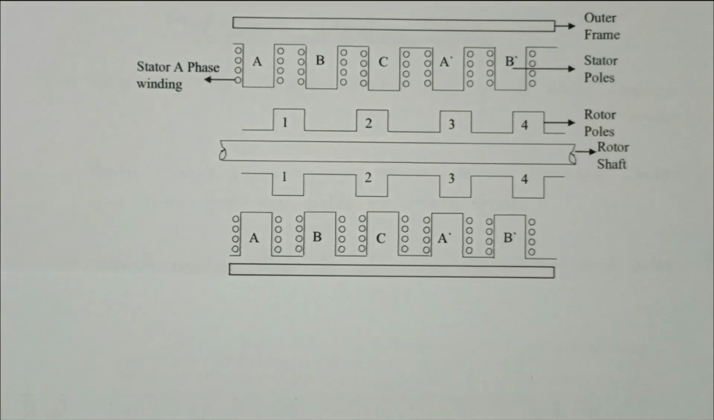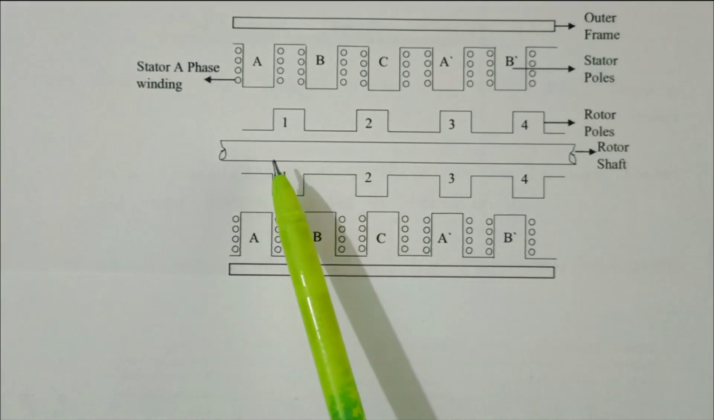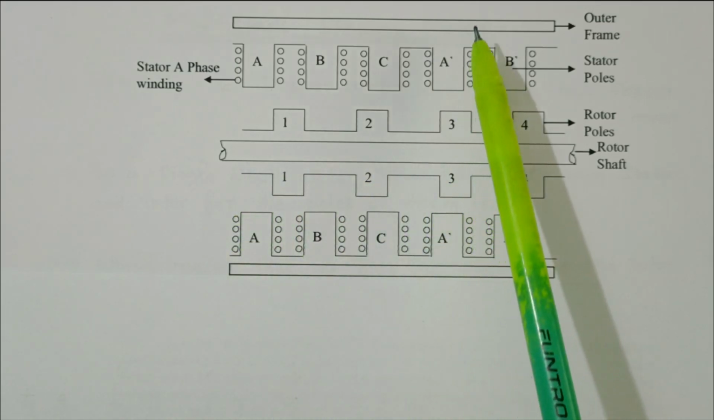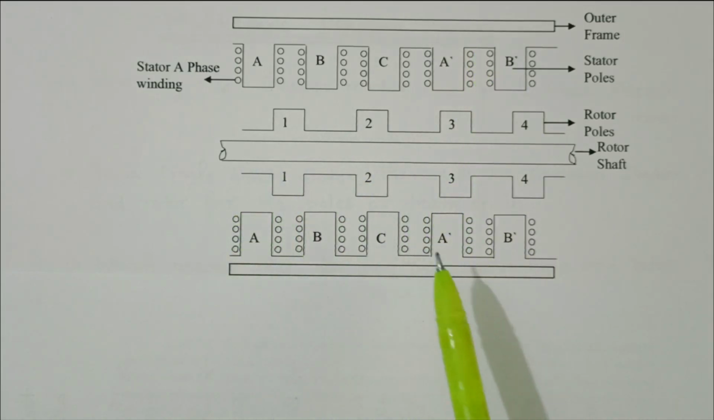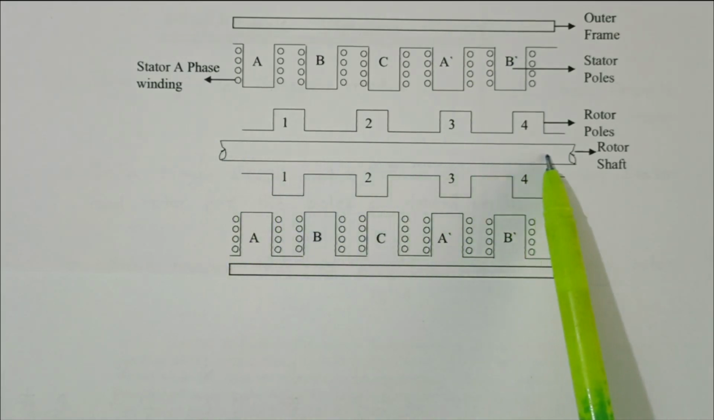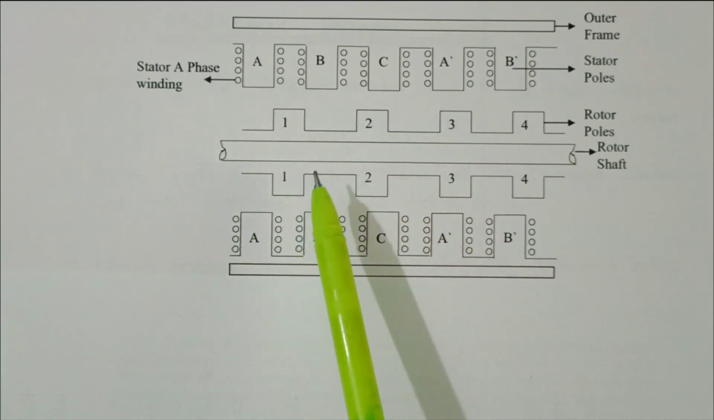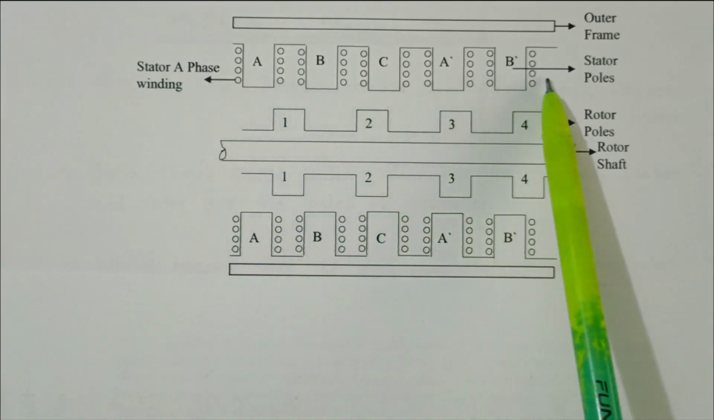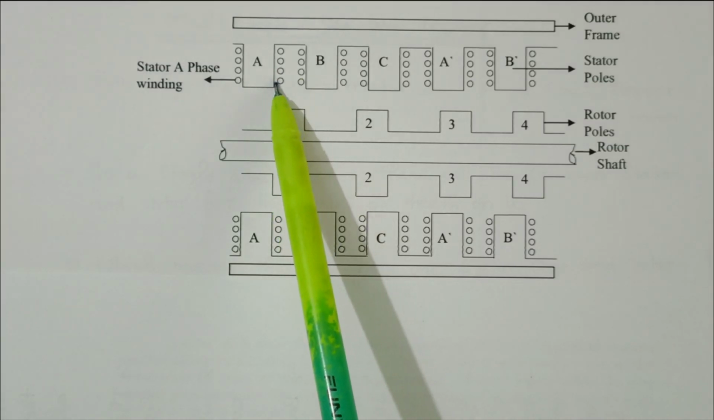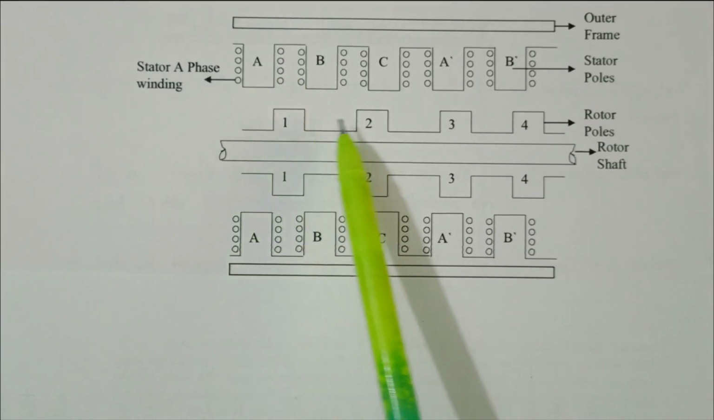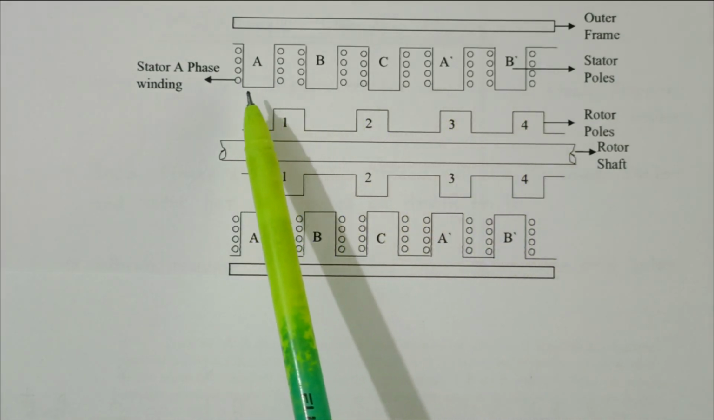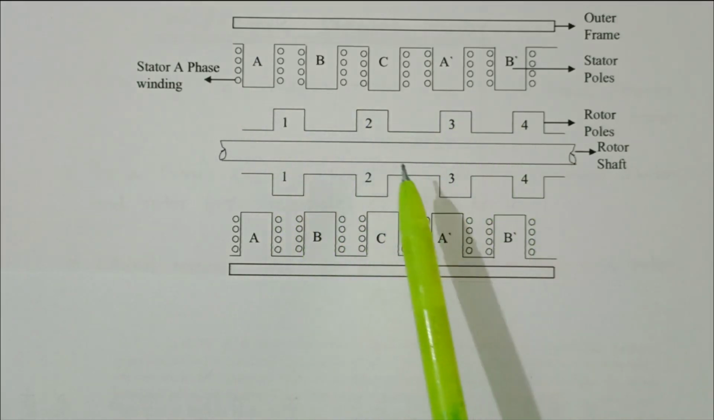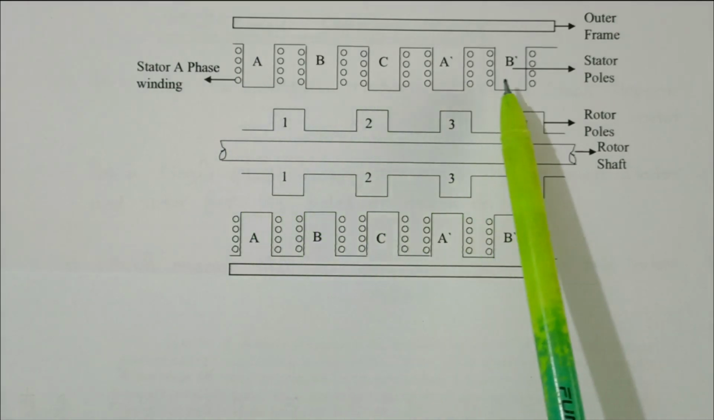So this is the cross-sectional view of the single stack stepper motor. See, this is the rotor shaft. Only one rotor shaft available. These are all outer frame. So in this rotor shaft, the rotor poles are placed. Similarly in the stator, these are the stator poles. This is A, B, C, the stator poles. This circle refers to the winding. Due to the winding, the poles are formed. Here 4 rotor poles are available. Similarly here 5 stator poles are available.